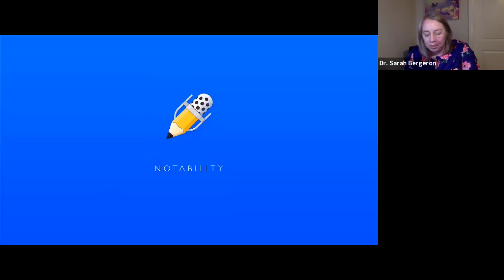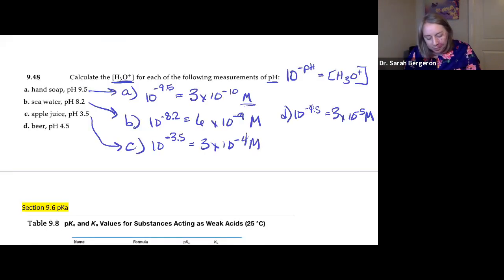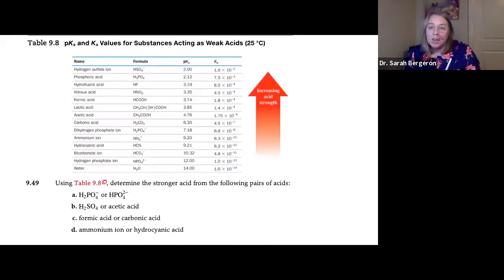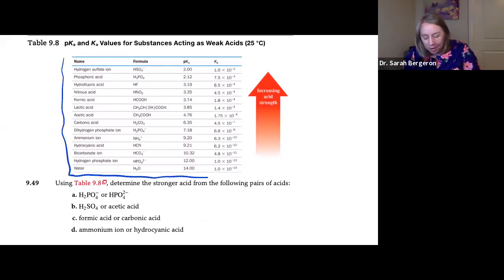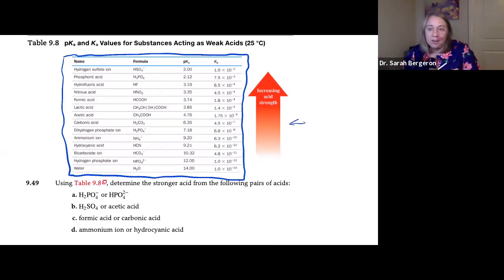So let's go do a couple of quick problems here. If you were to use this on a test, I would absolutely give you this table. I'm not going to give you this arrow here. This arrow you have to remember, but I'll give you the table, right? All right, using table 9.8, determine the stronger acid from the following pairs of acids.